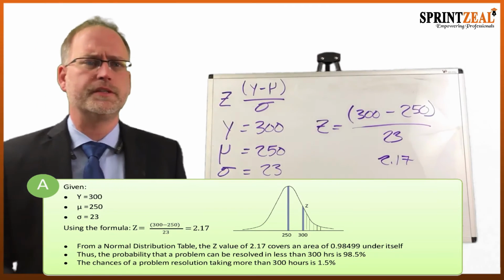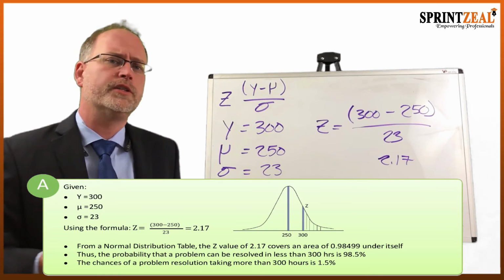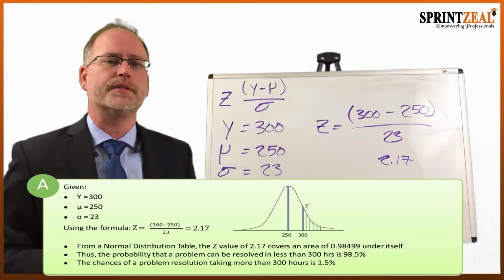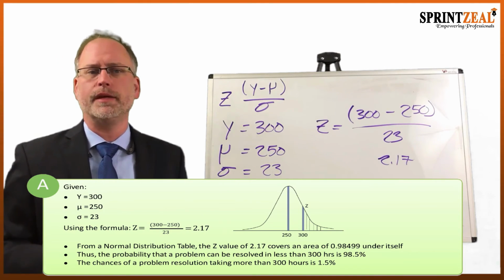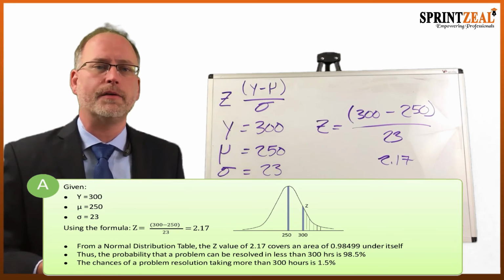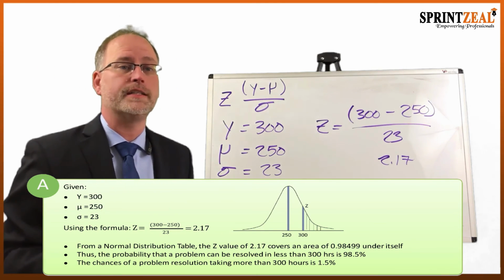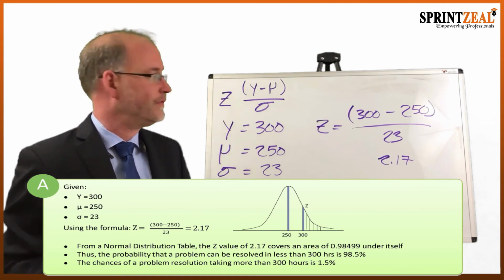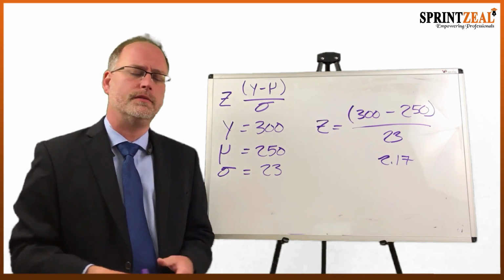From a normal distribution z table, we get the value of 2.17, which covers an area of about 98.5% under itself. Thus, the probability that a problem can be resolved in less than 300 hours is 98.5%. And the chance of a problem resolution taking more than 300 hours is 1.5%. And that's how we figure normal distribution.